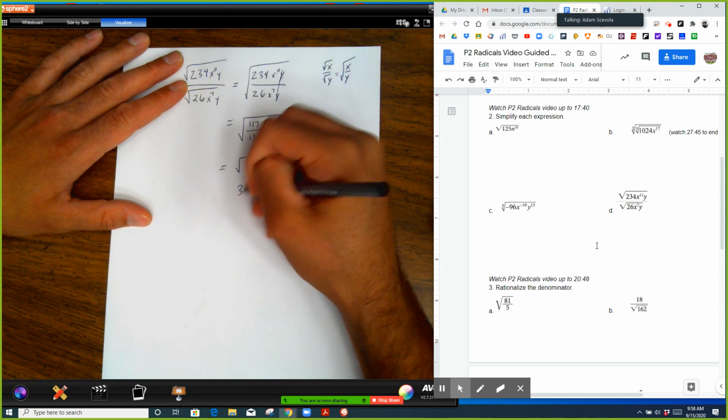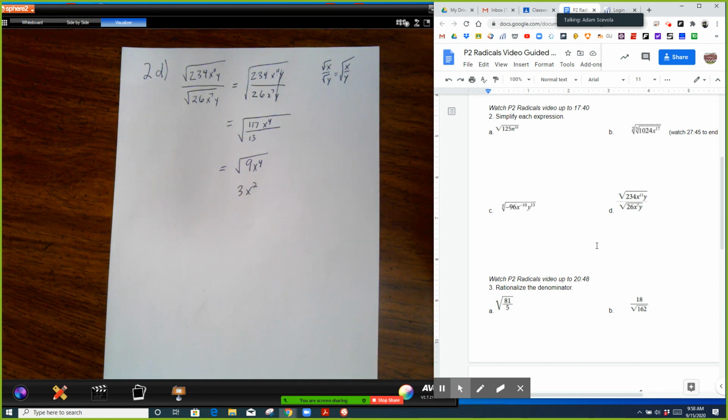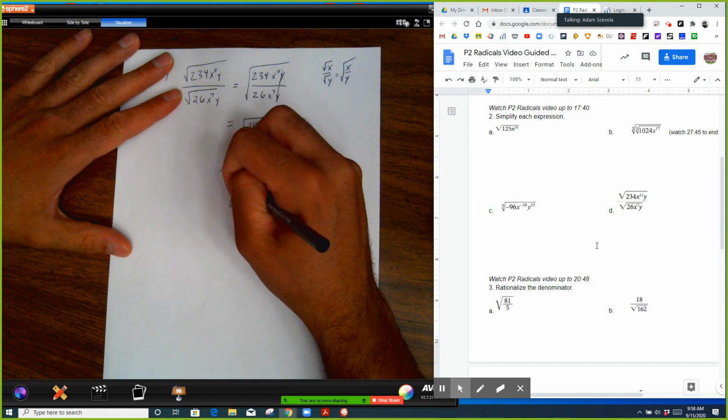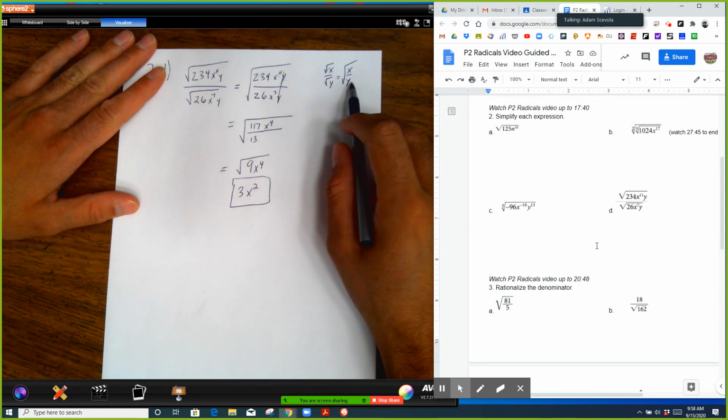And if you ever have two radicals being divided by each other, I encourage you to write it as one radical first and see if that simplifies. Even if it doesn't simplify this nicely, at least it'll reduce what you have here and it'll make the numbers that you have much easier to work with.